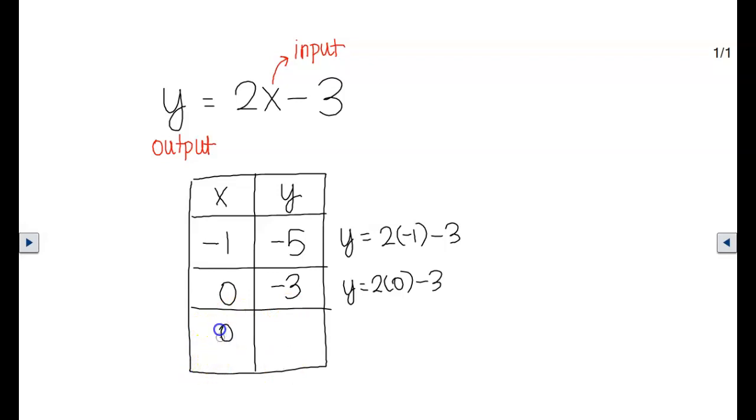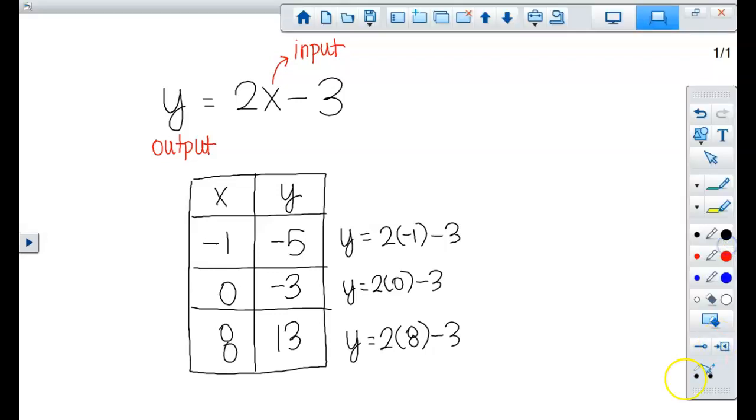I could pick a number like 8 as my input value and do y equals 2 times 8 minus 3, which would be 16 minus 3, which would be 13. So in this particular function, 8 and 13 are connected. So equations can operate as functions. The x in the equation is what we're going to input. The y in the equation is going to be our output. And the function equation itself gives us the rule that tells us exactly how those x's and y's are going to be connected to one another.